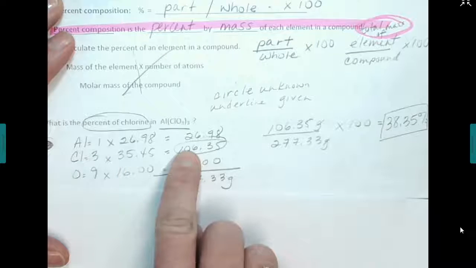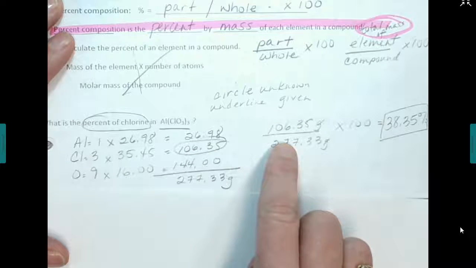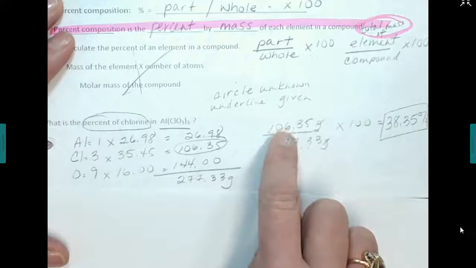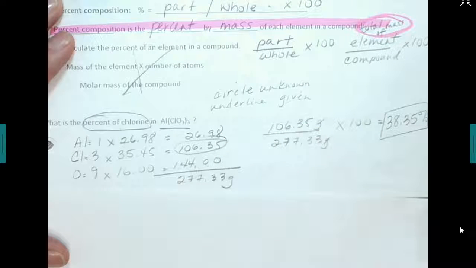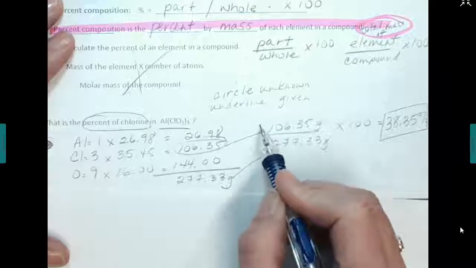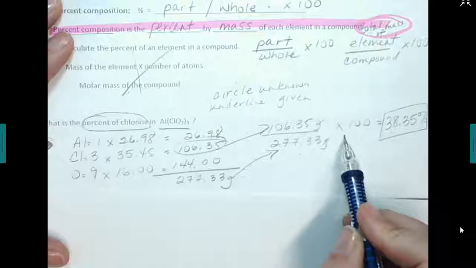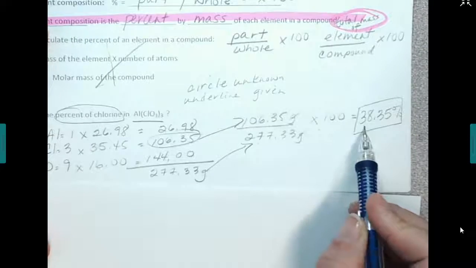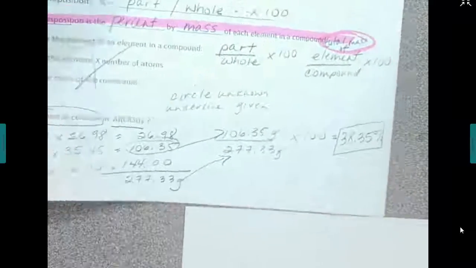So then we're going to look for chlorine. So chlorine is here. Chlorine over aluminum chlorate. So 106.35 divided by 277.33. Put that in the calculator times 100, and we get 38.35%.